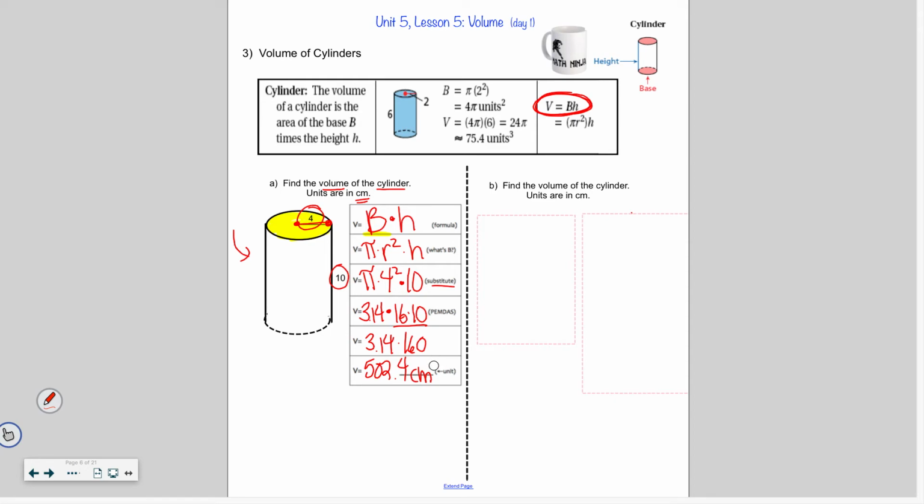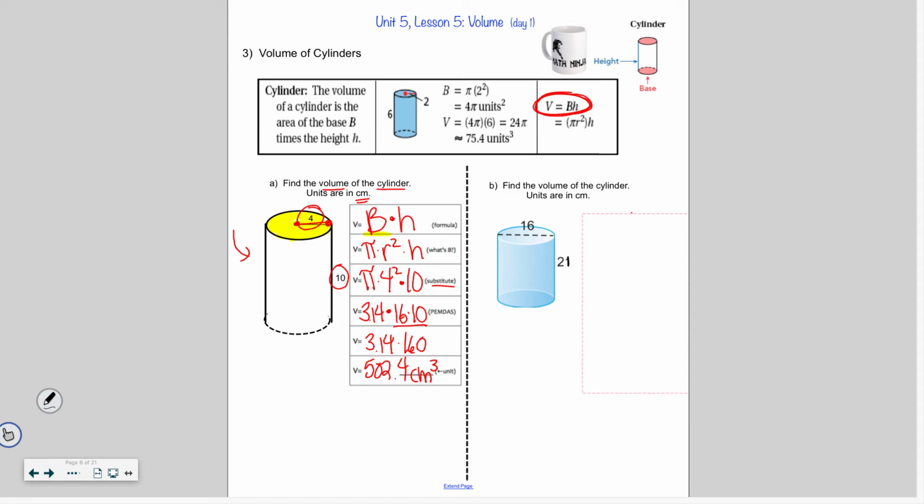This is in centimeters to the third. The exponent of 3 goes on the units. 502.4 centimeters cubed. Okay, if that didn't make sense to you, just go back and watch it again. Sometimes you need to watch it one more time to get all the little nuances. If you're ready, give this one a try.